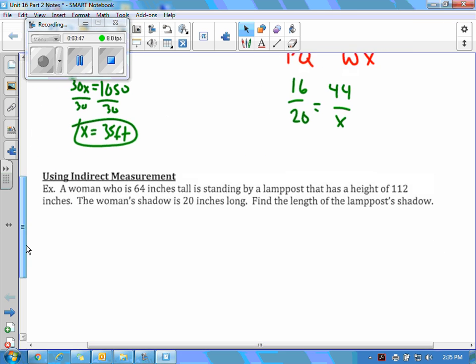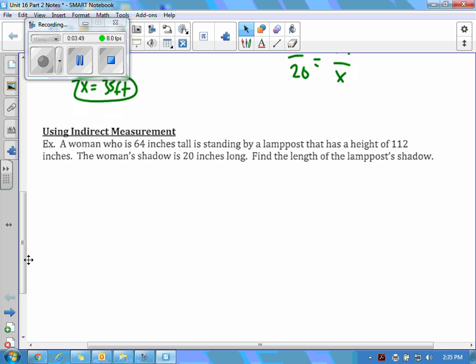The next part says using indirect measurement. It says a woman who is 64 inches tall is standing by a lamppost and has a height of 112 inches. The woman's shadow is 20 inches long. Find the length of the lamppost shadow. So these are really popular questions when we're talking about this similarity. So you want to start by making two drawings. So let's pretend that this is the lady.